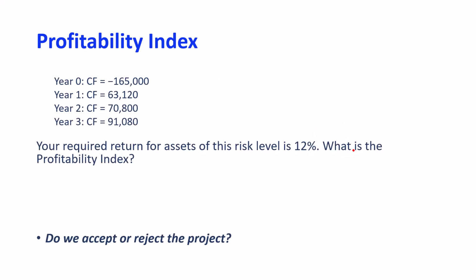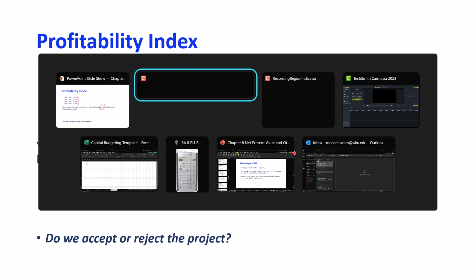For example, here are the cash flows for our project. Cash flow 0 is 165,000, and cash flows of year 1 to year 3 are given here. If your discount rate is 12%, what is the profitability index and whether we should accept or reject this project? So let's look at the financial calculator first.